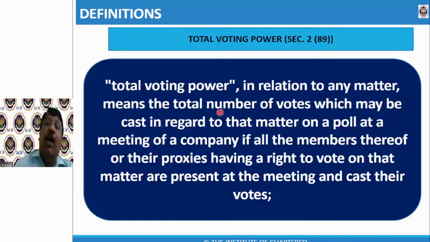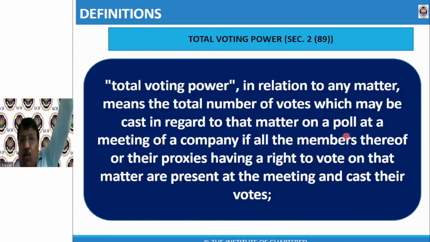Okay. Total voting power. Very important word. In relation to any matter, it means the total number of votes which may be cast in regard to that matter on a poll at a meeting of a company, if all the members or their proxies having a right to vote on that matter are present at the meeting and cast their votes. So imagine, if all the members attend and vote, what is the total number of votes which may be cast on that matter? That is counted not by show of hands, but on a poll. Please make a note of this.